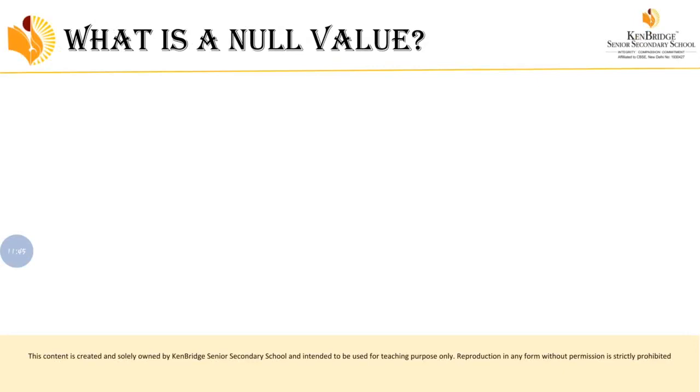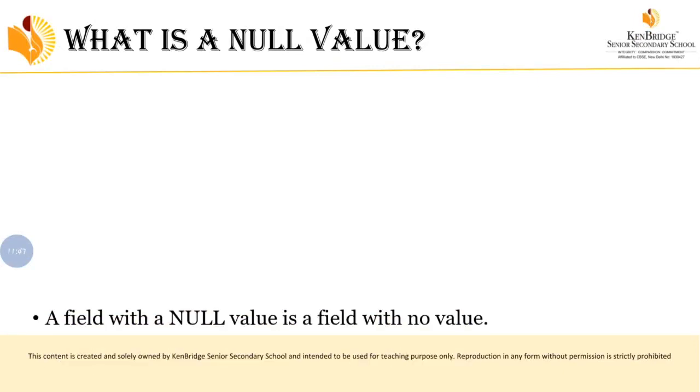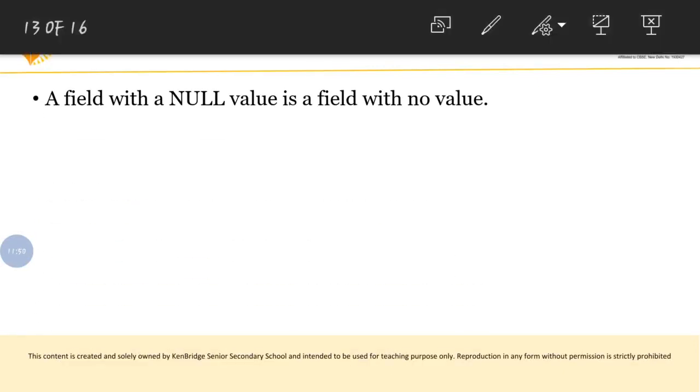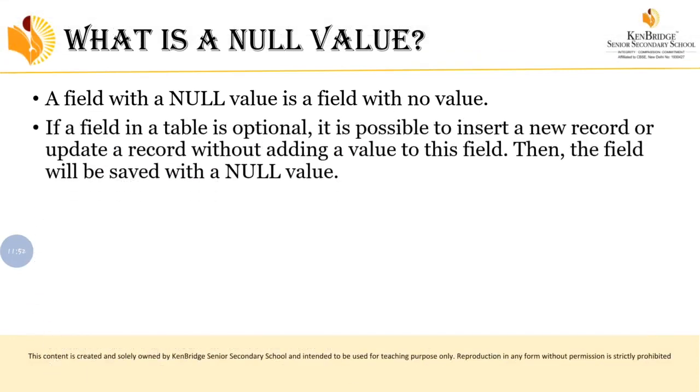Okay, so now we will see the null value. What is a null value? A field with a null value is a field with no value. Null is different from 0. Don't think that null and 0 are the same. If a field in a table is optional and it is possible to insert a new record or update a record without adding a value to that field, then the field will be saved with a null value. Somebody will give the value for that optional field, or somebody will just omit it, right?